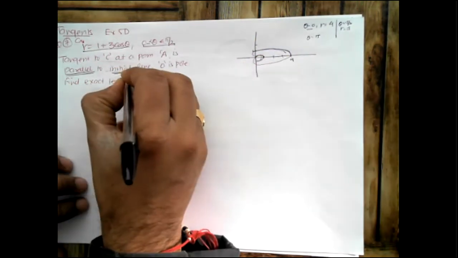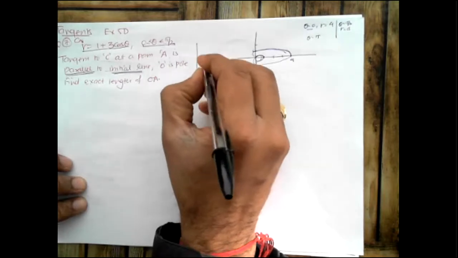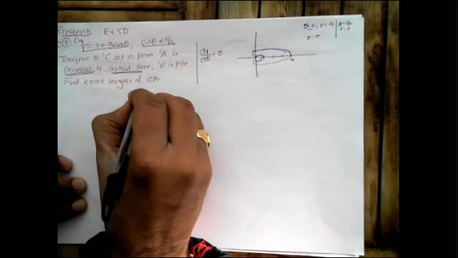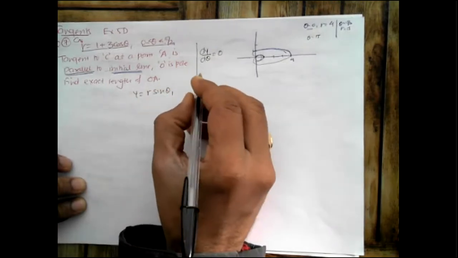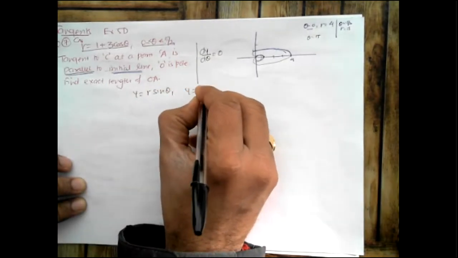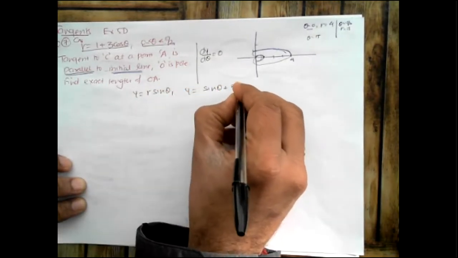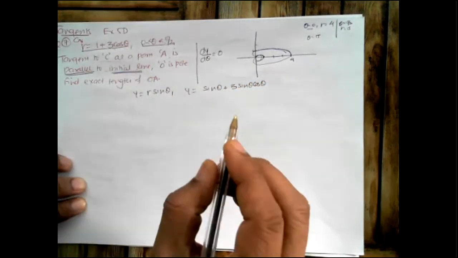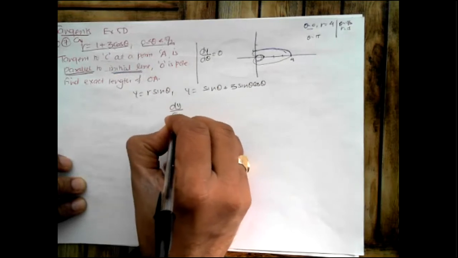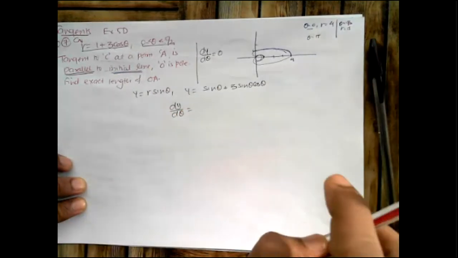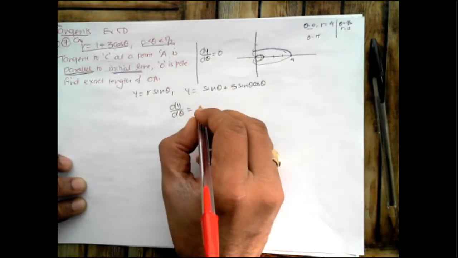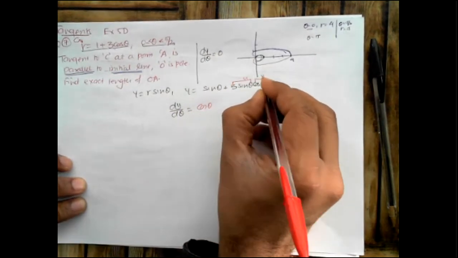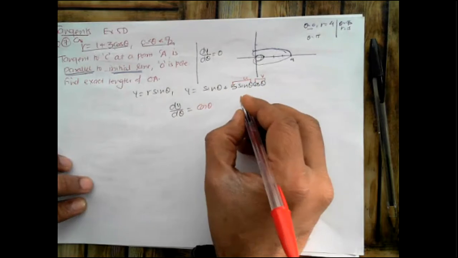We want tangents parallel to the initial line. What does that mean, guys? dy over d theta is equal to 0. y equals r sine theta. So y is equal to sine theta plus 3 sine theta cos theta. I've multiplied r by sine theta. So I want to be differentiating that with respect to theta. And what it is, this is cos theta. And guys, you can use the product rule there as well. You can use a trigonometric identity as well.